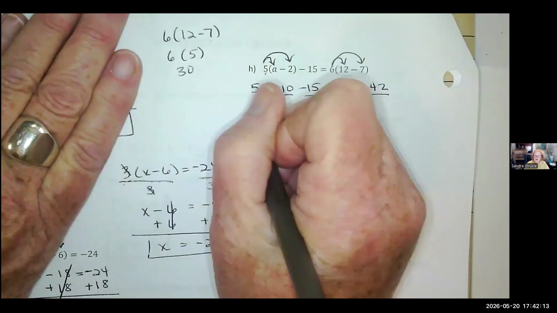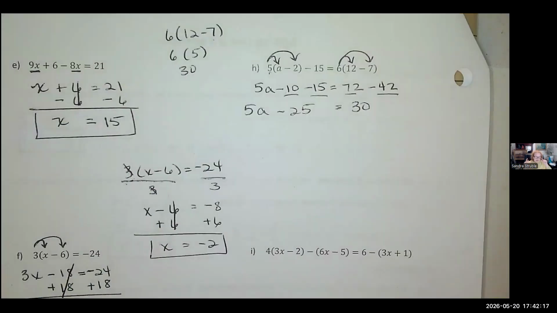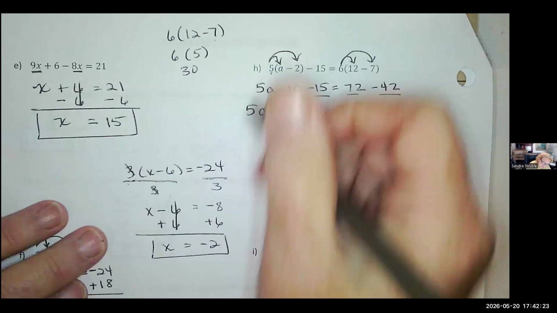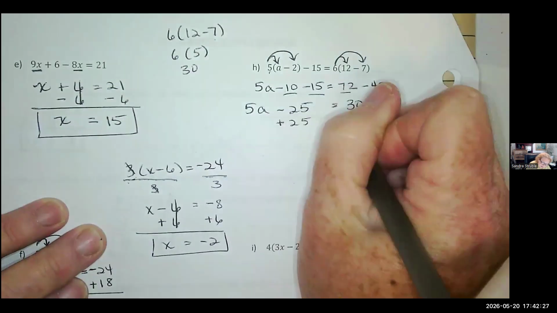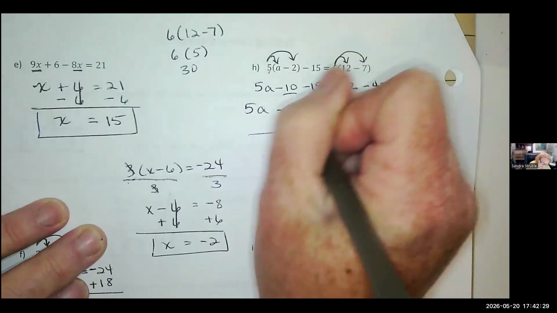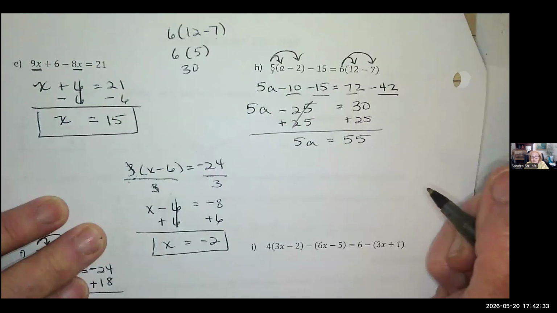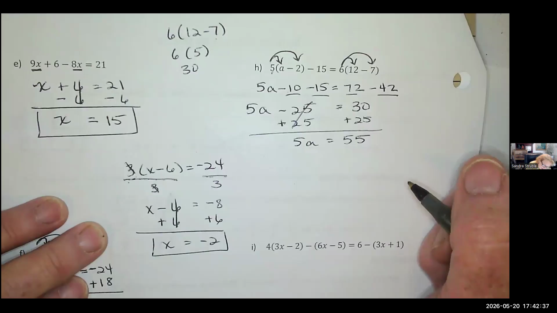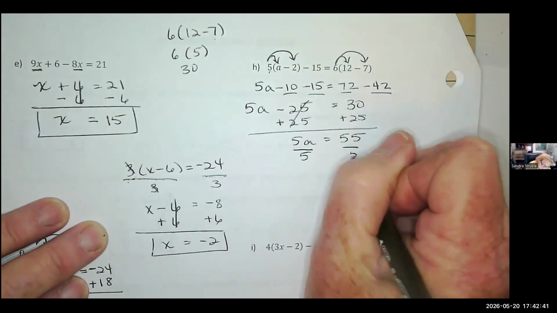All right, now I need to get my A's on one side, my constants on the other. So I need to start by getting rid of that 25 that's attached to 5A. It's subtracted, so I need to add 25 to both sides. This is gone. 5A is equal to 55. 5 is attached to A by multiplication. The opposite of multiplication is division. So we're going to divide both sides by 5. A is equal to 11.